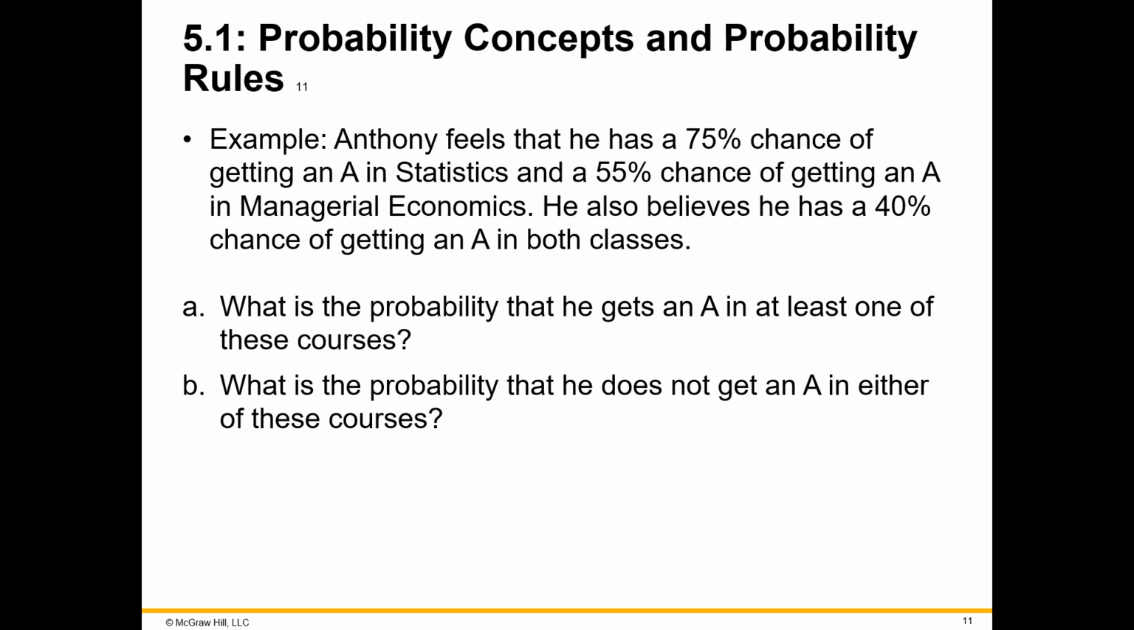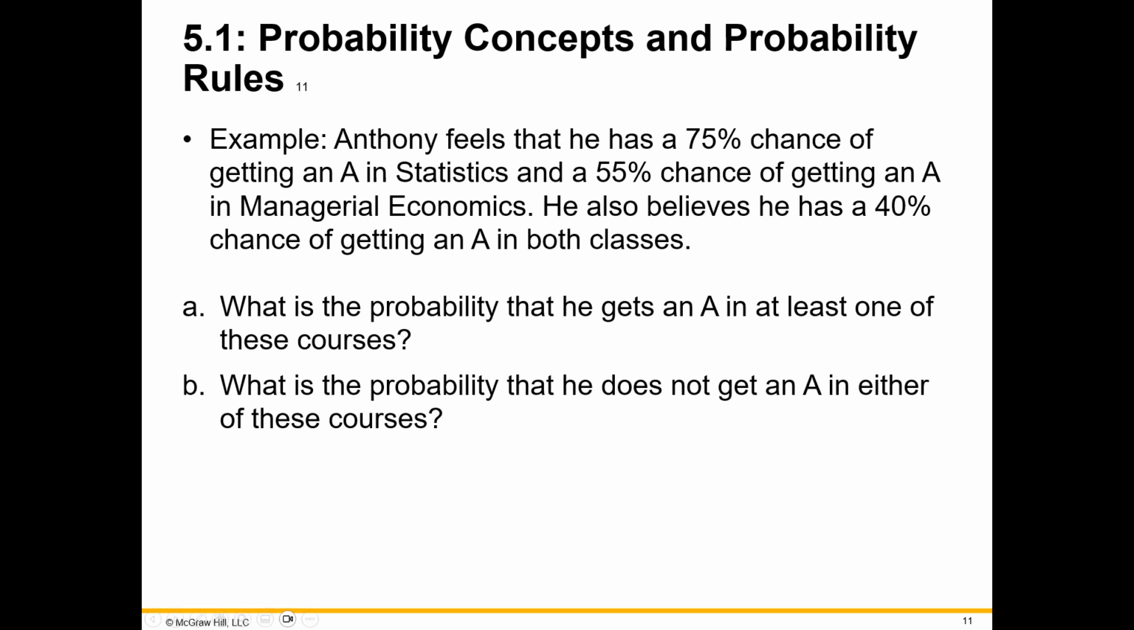So let's put it into an actual case. We have Anthony, and he has a 75% chance of getting an A in stats and a 55% chance of getting an A in managerial economics. This is his subjective forecasting of his chance of getting an A in both of those courses. He also believes that he has a 40% chance of getting an A in both of the classes. So what is the probability that he gets an A in at least one of these classes, and what is the probability that he's not getting an A in either of these classes?